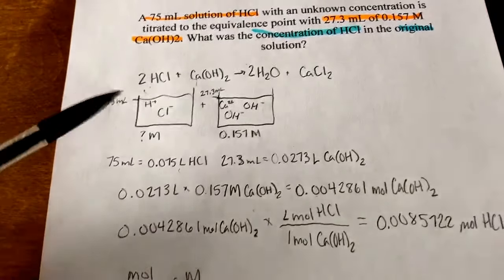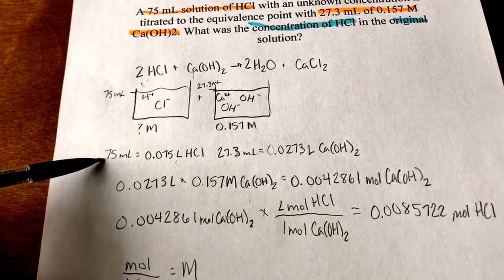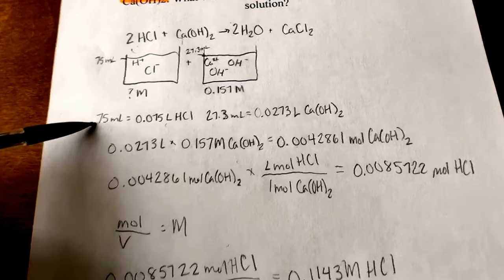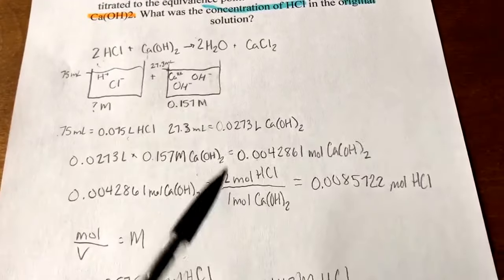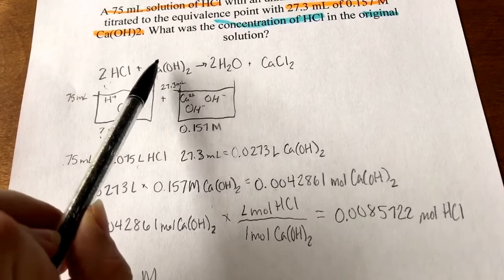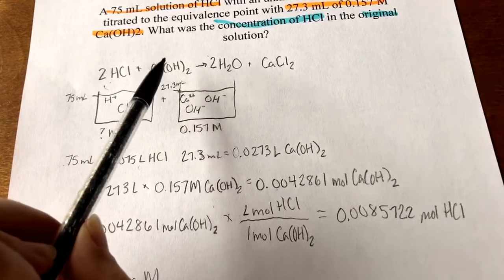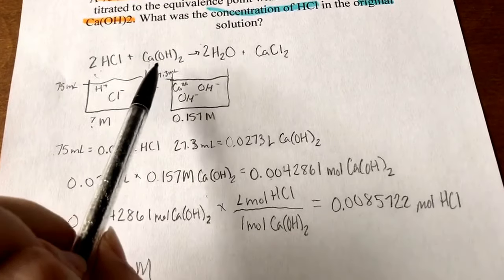So 2 big common mistakes would be to forget to convert your milliliters to liters, and to forget that you can use stoichiometry to find the moles of one reactant from the moles of the other reactant.